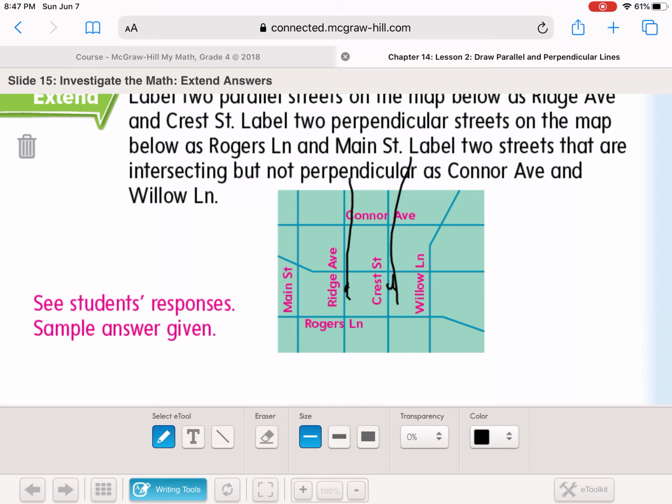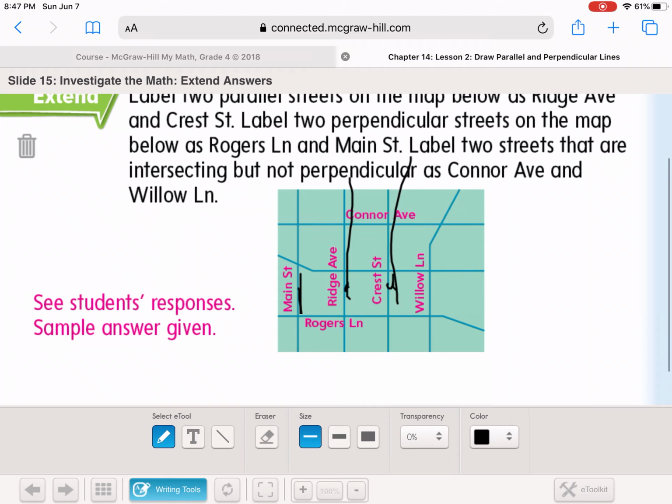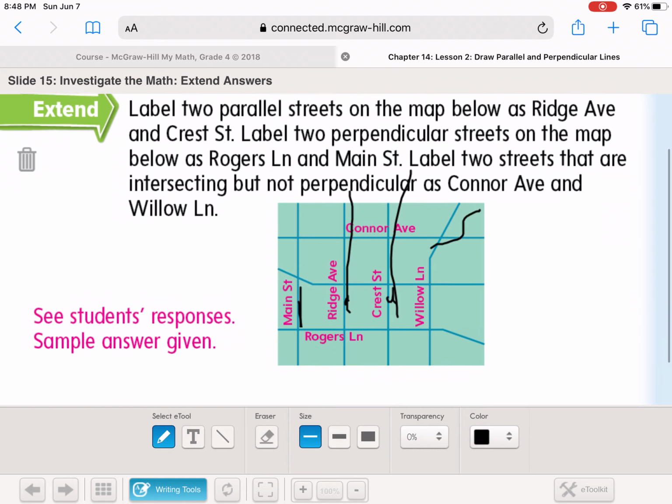Two perpendicular streets on the map as Rogers Lane and Main Street. So here's Rogers Lane and Main Street. See how they meet, right? They make a plus. And two streets that are intersecting but not perpendicular, Willow and Connor. They're the ones that have the little bloop and the little bloop.